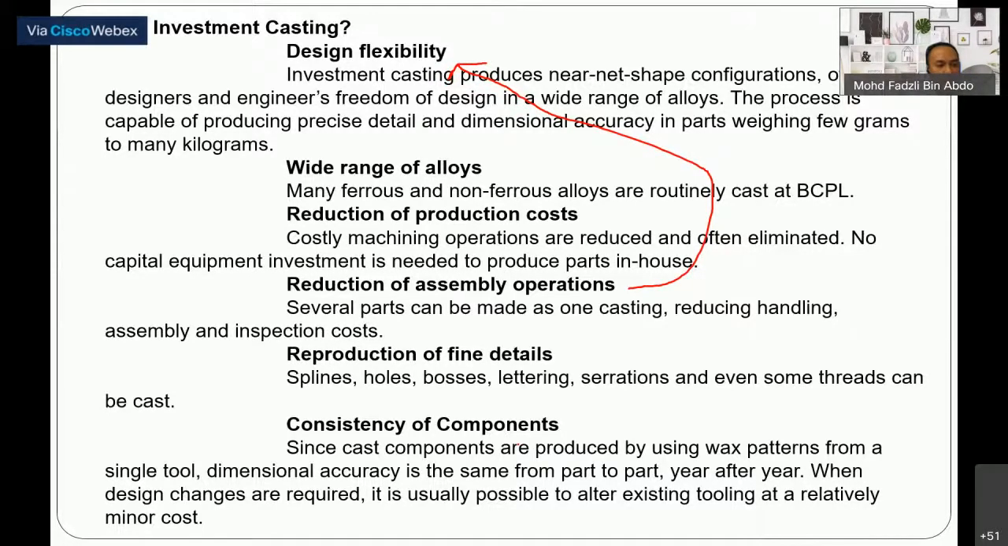Okay? And then the production of fine detail, spline, hole, bosses, lettering.